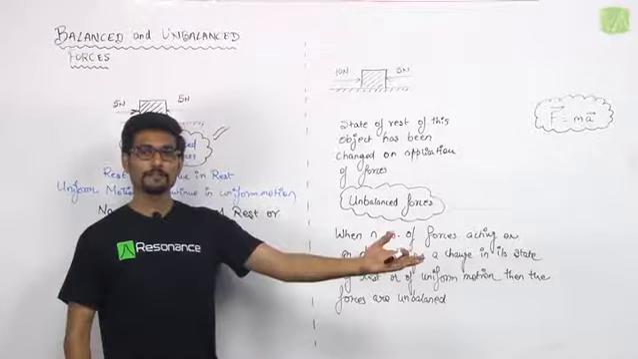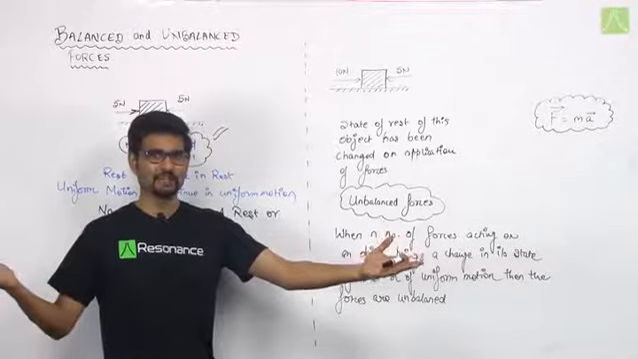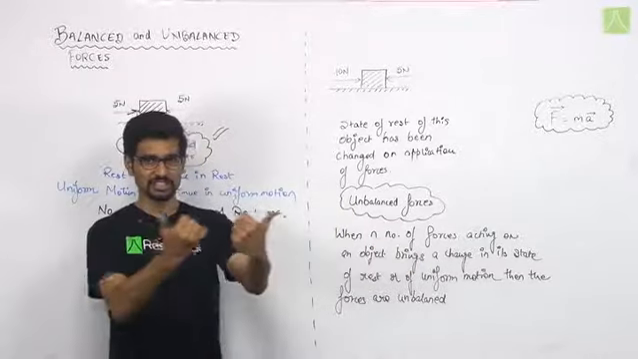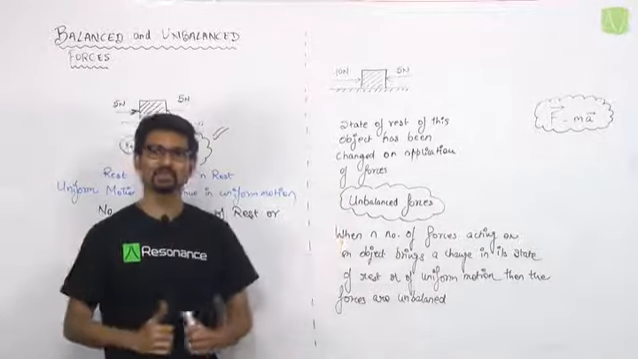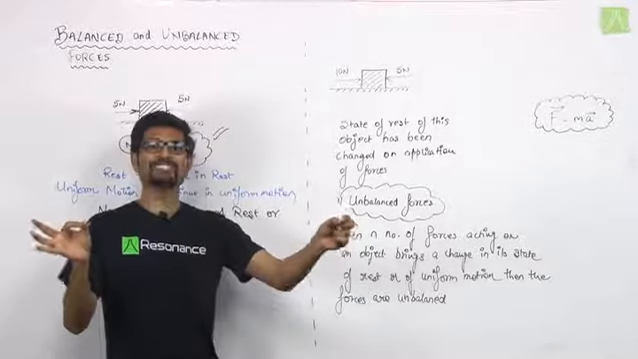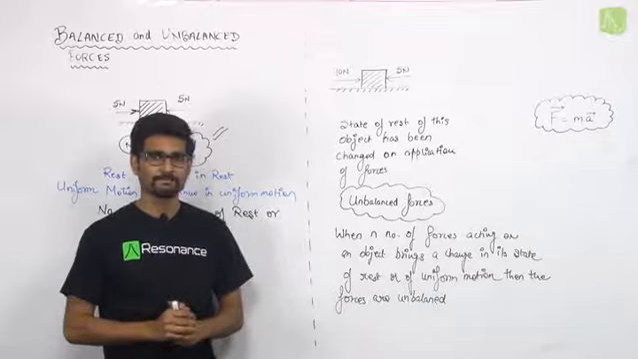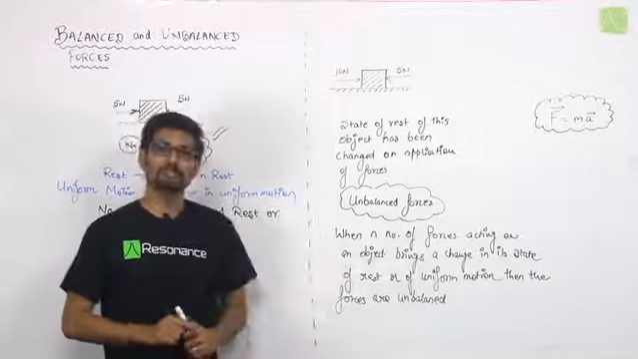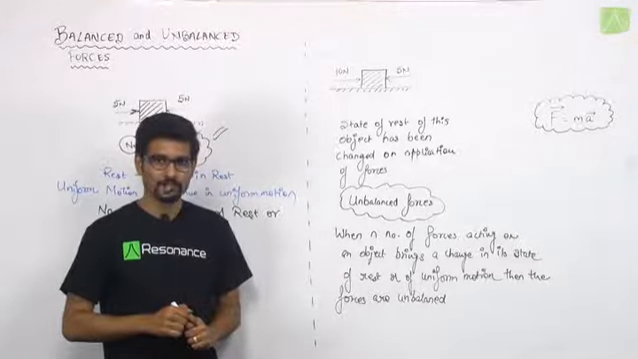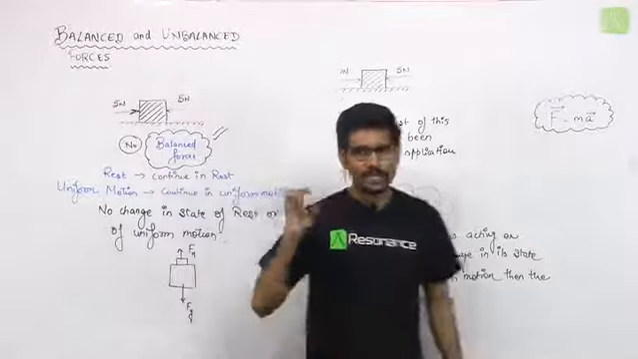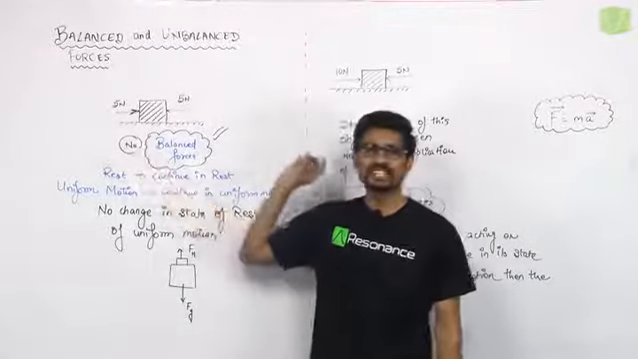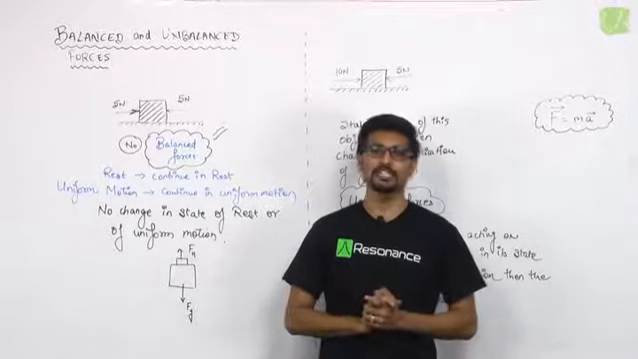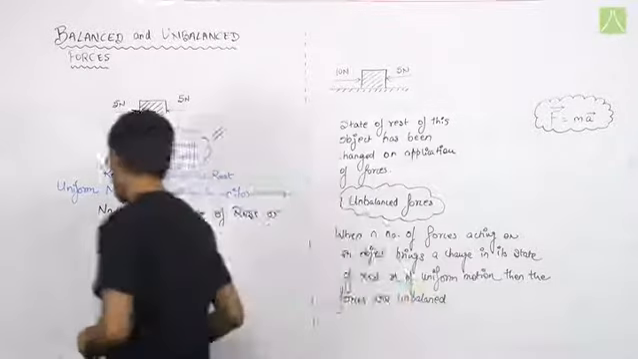But if there are 4 children at this side and 4 children at that side, and each is exerting a force of 5 Newton, then here it will be 20 Newtons and here it will be 20 Newtons. Acting in opposite directions, they will balance each other, and hence the rope will remain stationary, at rest. Balanced forces cannot change the state of rest or of uniform motion, but unbalanced forces will definitely change the state of rest or of uniform motion. I hope you have understood the concept of first balanced forces and second unbalanced forces. Now let us move a step forward and have a discussion on resultant of forces.